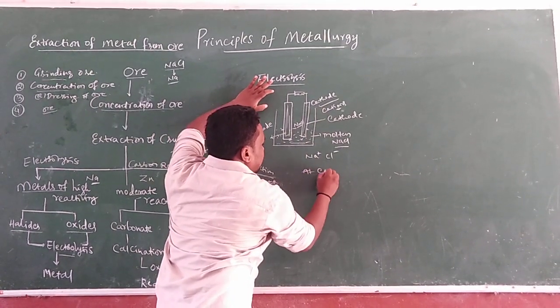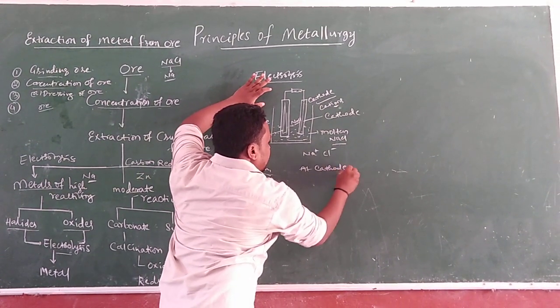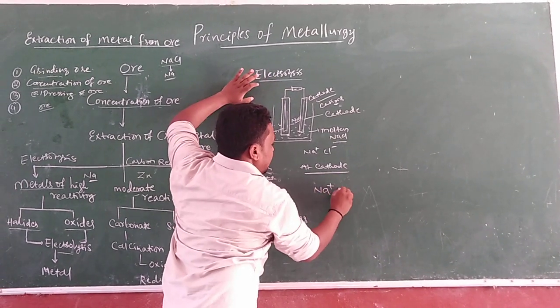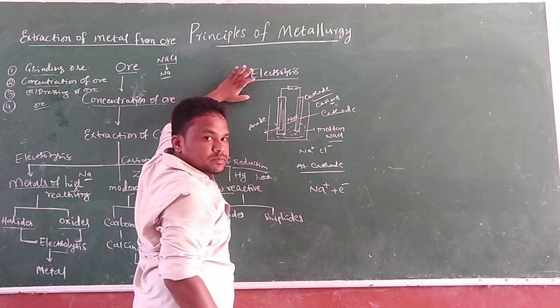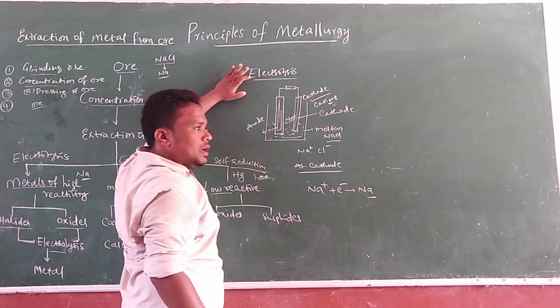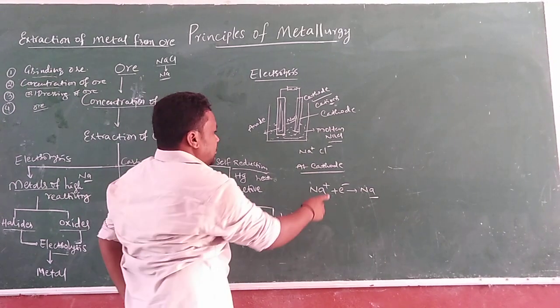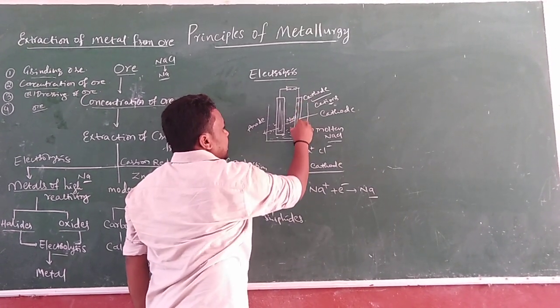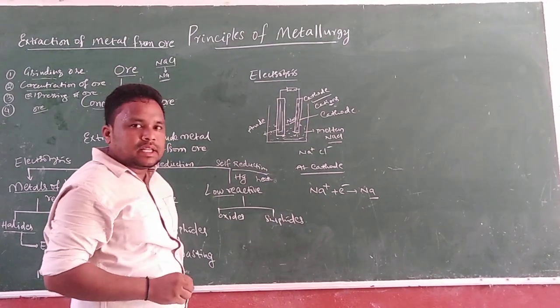What happens at the cathode? Here Na plus, the sodium ion, gains one electron and changes into Na. Then we get the metal, or not? Yes, that metal is deposited on the cathode.